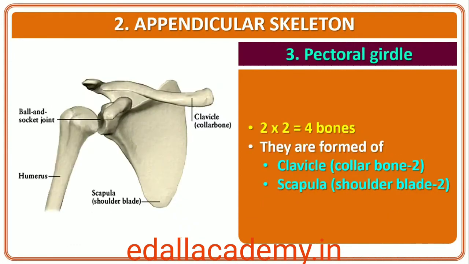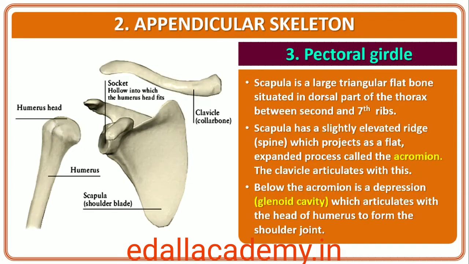Pectoral and pelvic girdle bones help in the articulation of the upper and the lower limbs respectively with the axial skeleton. Each girdle is formed of 2 halves. Each half of pectoral girdle consists of a clavicle and a scapula. Scapula is a large triangular flat bone situated in the dorsal part of the thorax between the 2nd and the 7th ribs. The dorsal, flat, triangular body of scapula has a slightly elevated ridge called the spine which projects as a flat, expanded process called the acromion. The clavicle articulates with this.